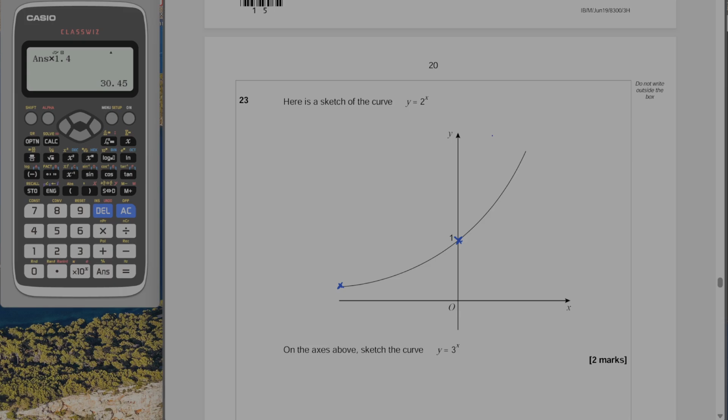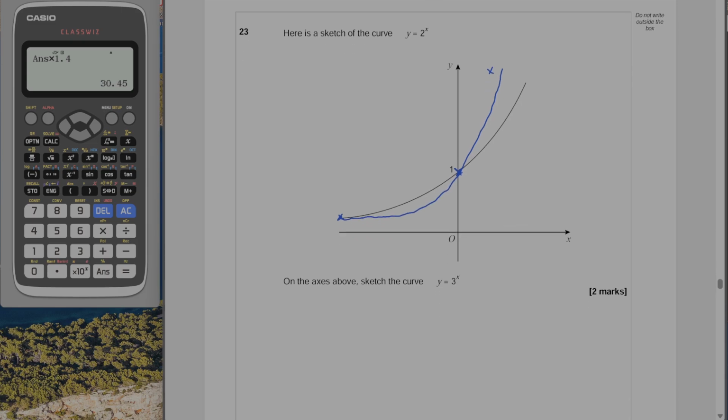What it will do is it will be steeper here and it will be less here. So you're in effect drawing a curve less than the curve here and then greater than the curve here. And that's all we really need. Okay.